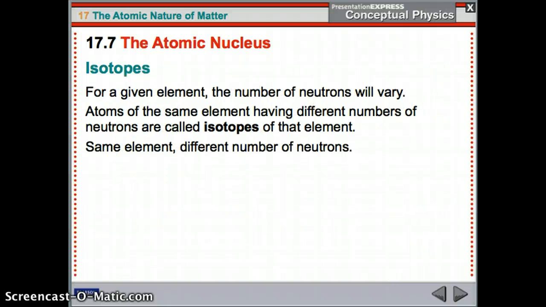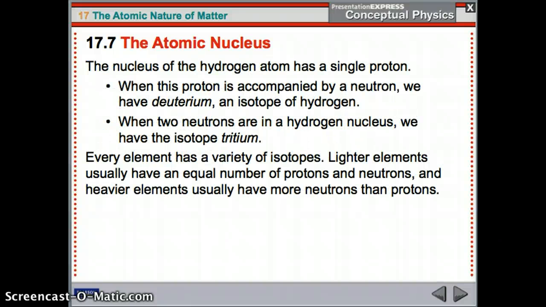Alright, then there's something called an isotope. That is when the number of neutrons vary. There are different numbers of neutrons. So when you have the same element, so same number of protons, but a different number of neutrons, that is an isotope. Same element, different number of neutrons. For example, hydrogen has a single proton. So when you add a neutron, you get something called deuterium. That's an isotope of hydrogen because it has a different number of neutrons. If you put in 2 neutrons with that single proton, then you get tritium.